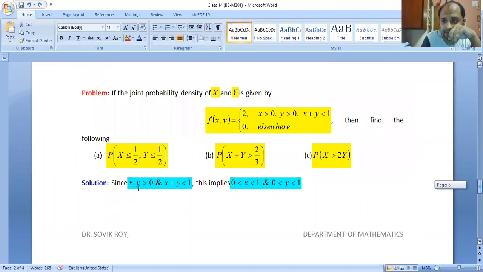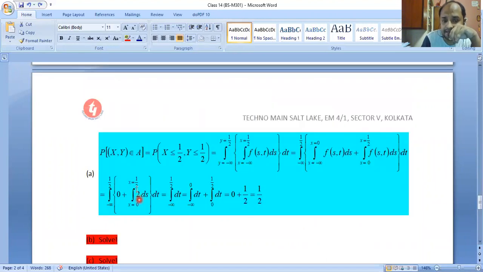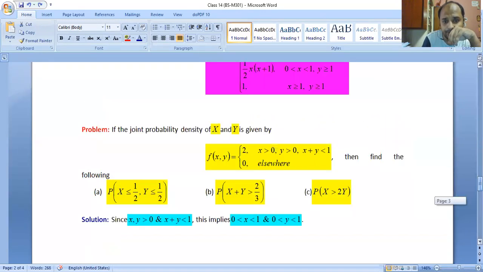So I have put the value of the function and integrated it. We got the integral from minus infinity to half of dt, and then we divide the outer limit y into 2 halves, from minus infinity to 0 and 0 to half. This vanishes, and ultimately we get the probability as half. So I have solved this problem for you.